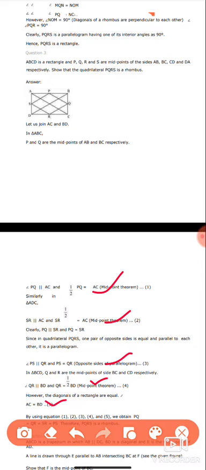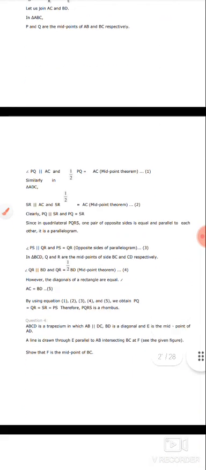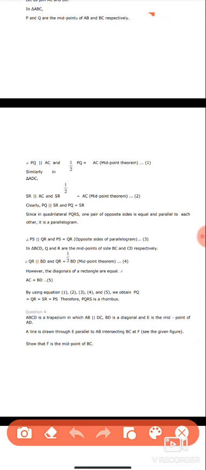Now if you are solving all these equations, you will get all the sides equal. That is, from results number 1, 2, 3, 4 and 5 we obtain that PQ is equal to QR, that is equal to SR and that is equal to PS. Now if all the sides are equal, that means you have two possibilities, either rhombus or square, but in your figure it is given rhombus, so we will write rhombus. Okay, so therefore PQRS is a rhombus.